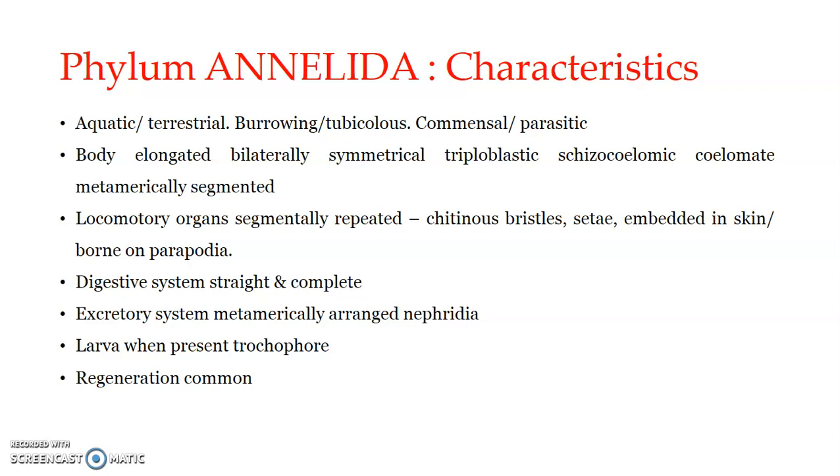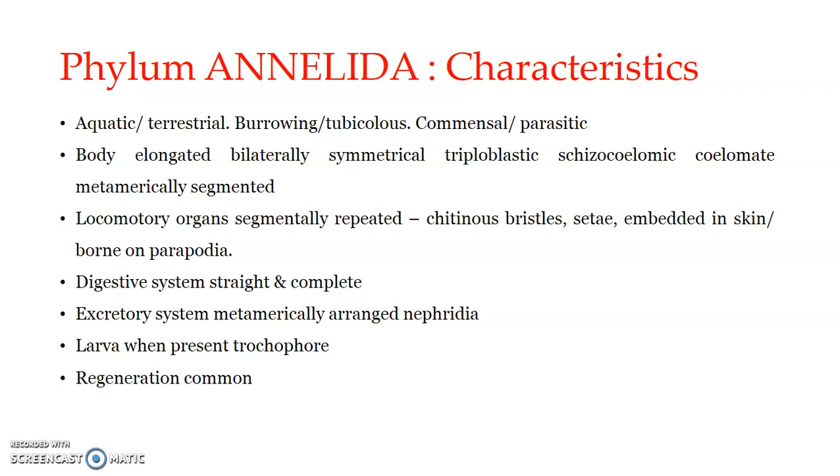Basically, annelids are triploblastic, bilaterally symmetrical, metamerically segmented, coelomate worms with a thin, flexible cuticle around their body. So when we speak about the features in detail, basically annelids are aquatic in nature. They could be marine or freshwater. Some terrestrial forms also exist. Annelids could be burrowing or tubicolous. Tubicolous in the sense when they live inside tubes. So it could be burrowing or it could be tubicolous.